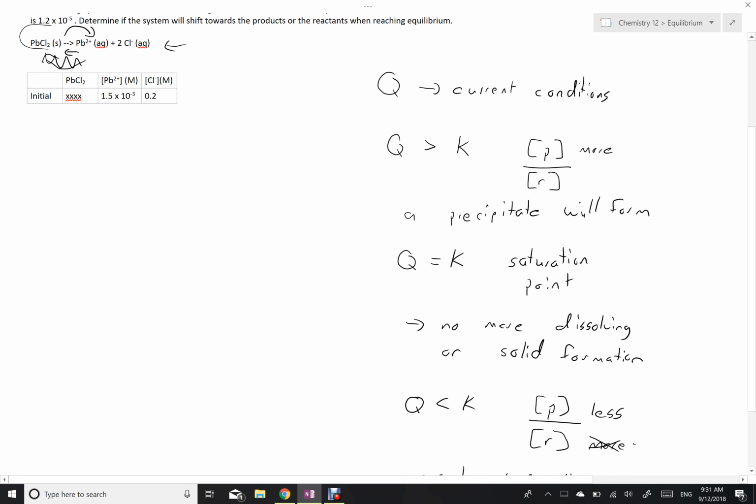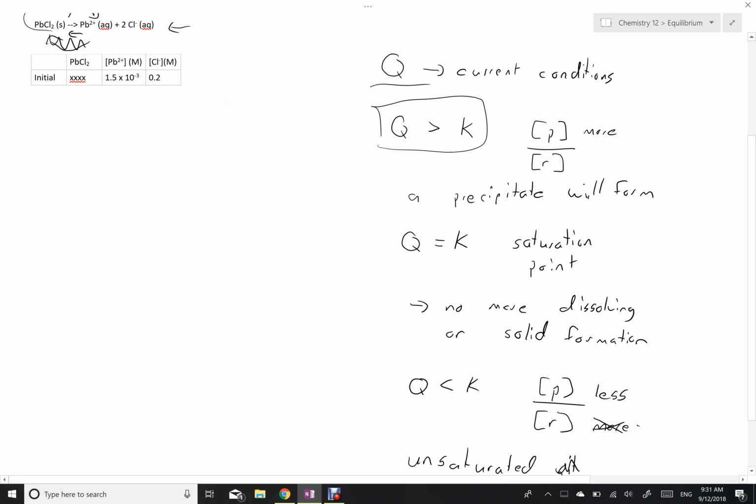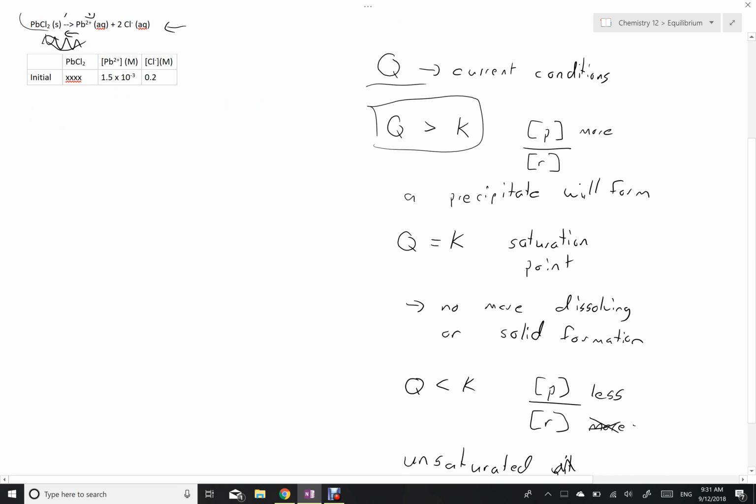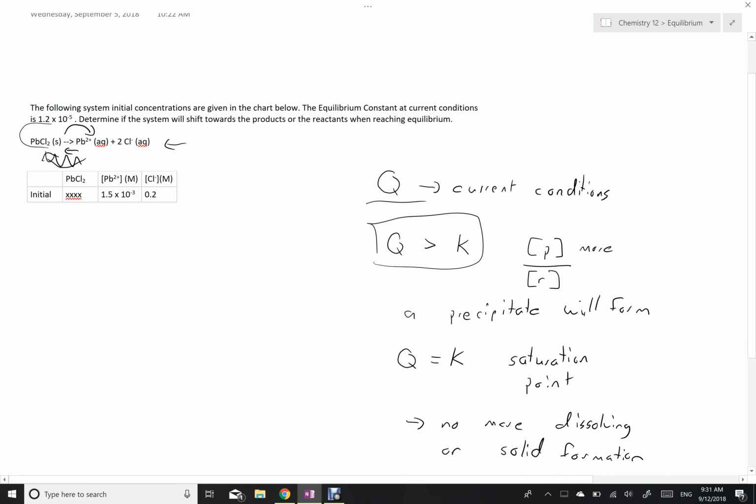So what we have to do here is we have to use our given information to find Q. Once we have Q, we can compare it to K to determine if it's bigger, equal, or smaller. If it's bigger, we get the precipitate. If it's equal, it stays the same. And if it's smaller, we get more dissolving or no precipitate.